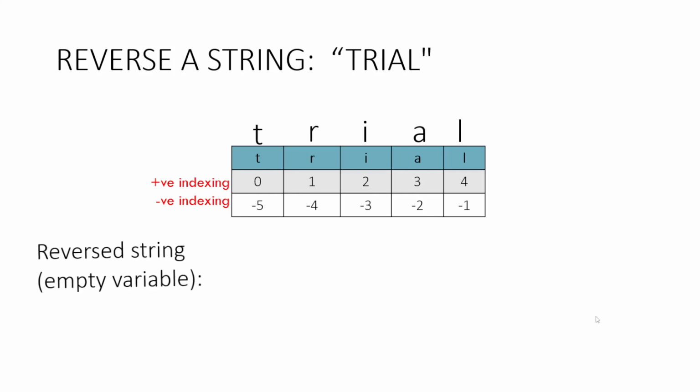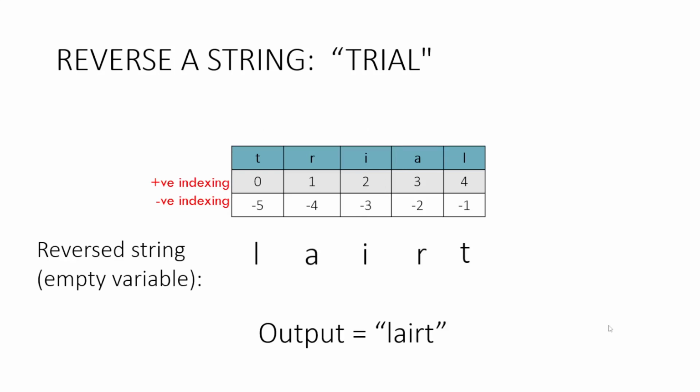If we consider an example string, TRIAL, what we want to start with is an empty variable, and we want to store the letters from the string TRIAL starting from the end. So L would be added to the empty variable first, and then the next letter, and so on. So our output would be in reverse order. For the TRIAL input, as our input is a string, we would get LAIRT, the reverse of TRIAL.